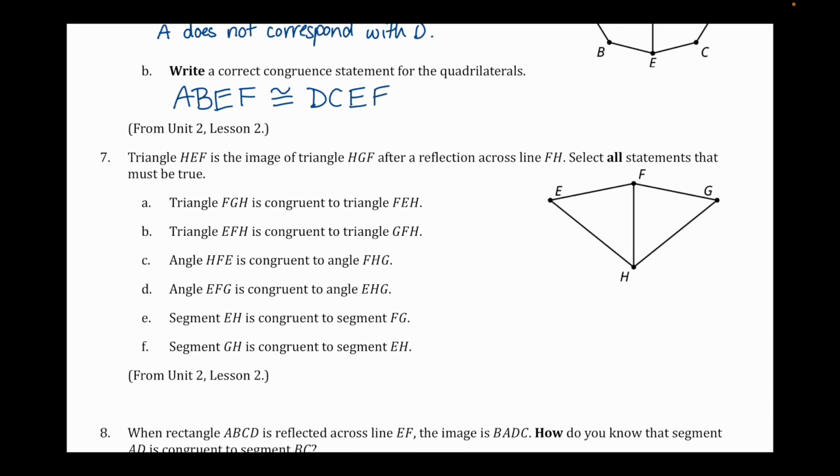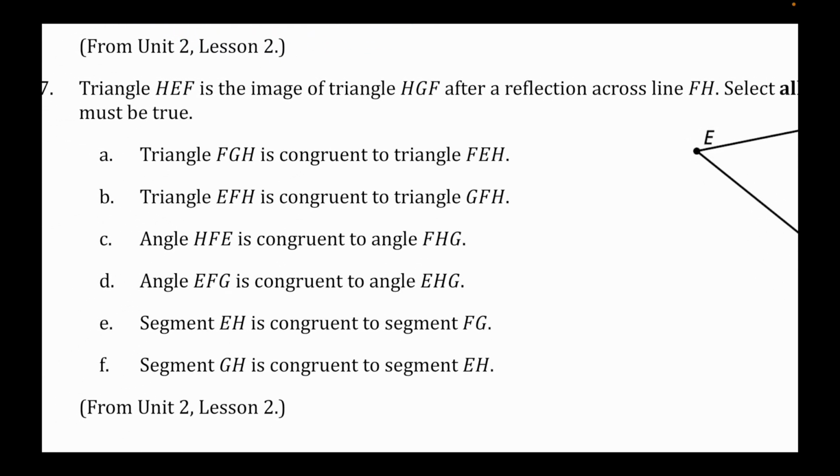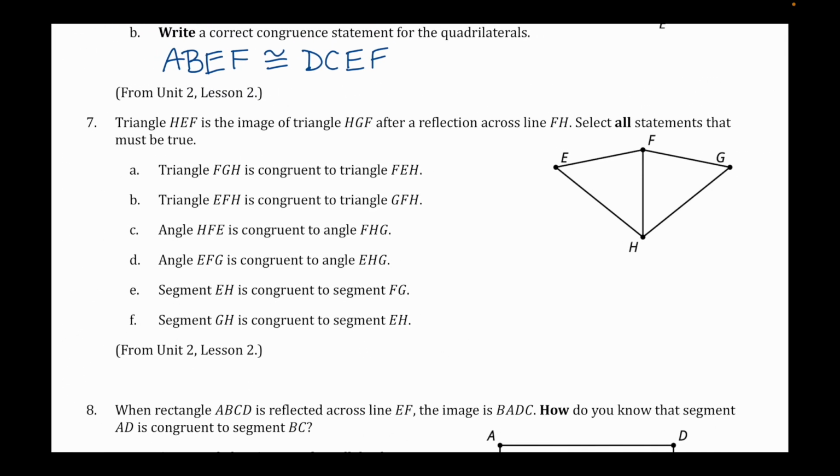Question 7 is another question using a reflection across FH. So we can effectively say it's pretty similar to the one above. This is a line of symmetry. It's just reflected across. And we're going to select all statements that must be true. So we're essentially just going to be checking that these are in the right order or that they're referring to the corresponding pieces. So FGH congruent to FEH. Is FGH congruent to FEH? Yes, I'm positive that those pieces correspond, so we will say yes.